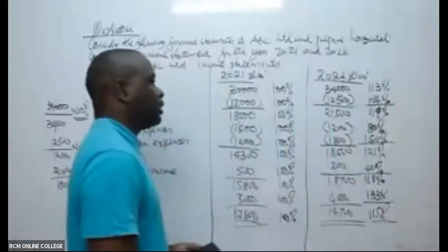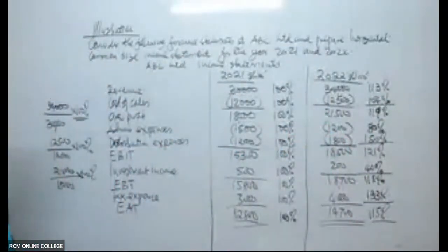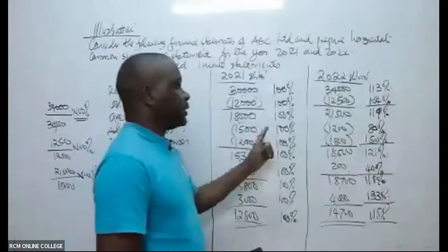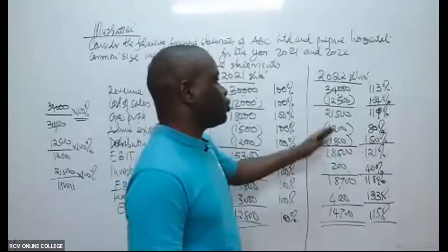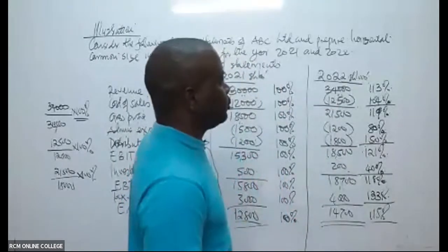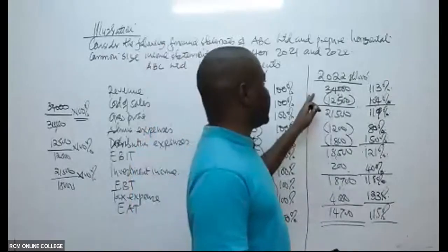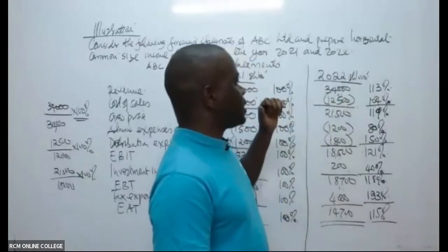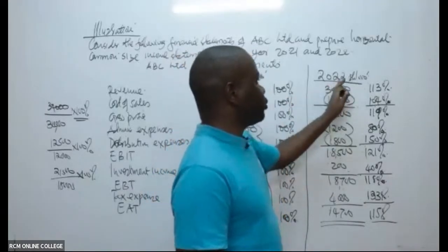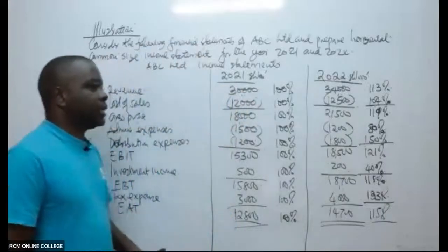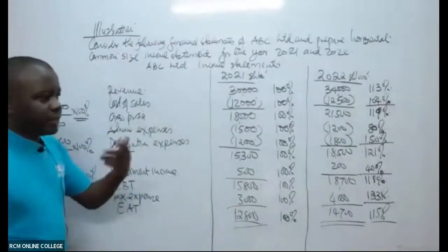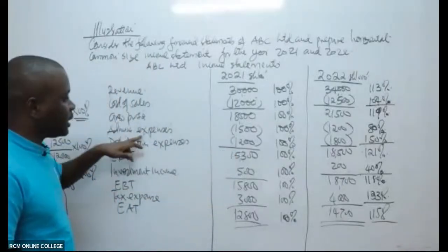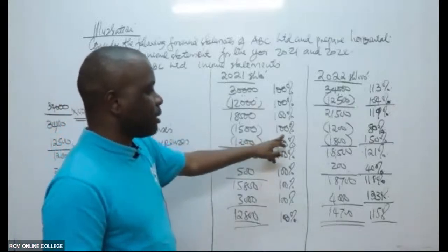It was nice there. In this case, you would have used 2021 as the base year, so you made it 100%. Then of course, you compare with 2022. You can see there was an excess of 13% in terms of revenue for the year 2022 compared with 2021. So in this case, you can see a trend. For example, in terms of admin expenses, there was a decline of 20% to 80%.